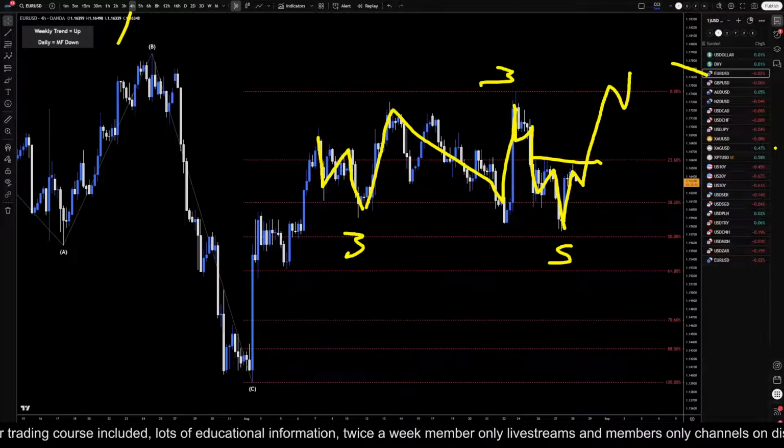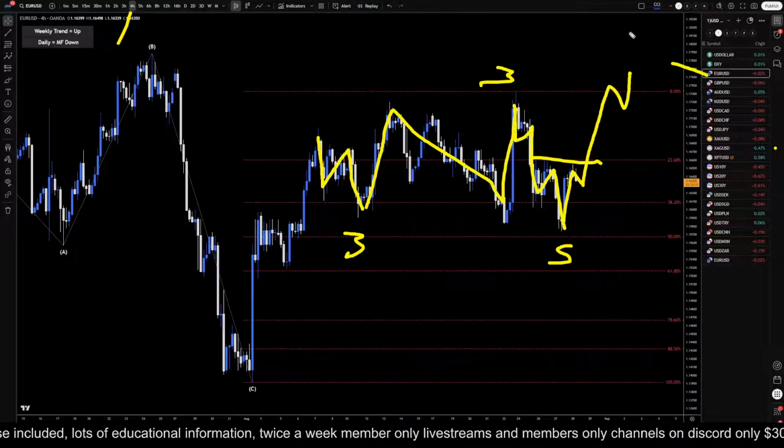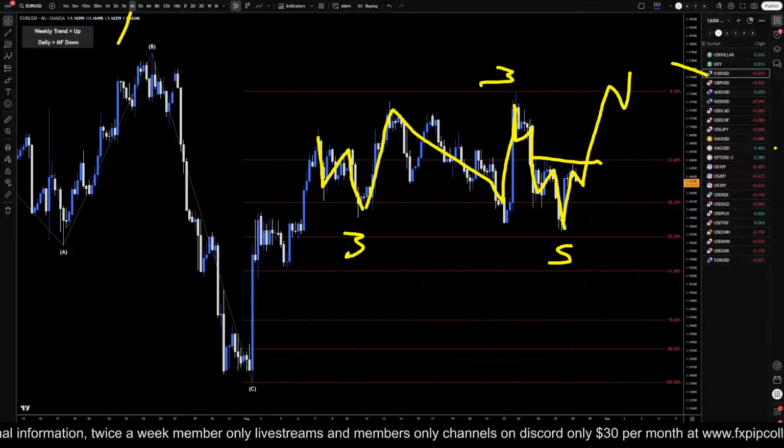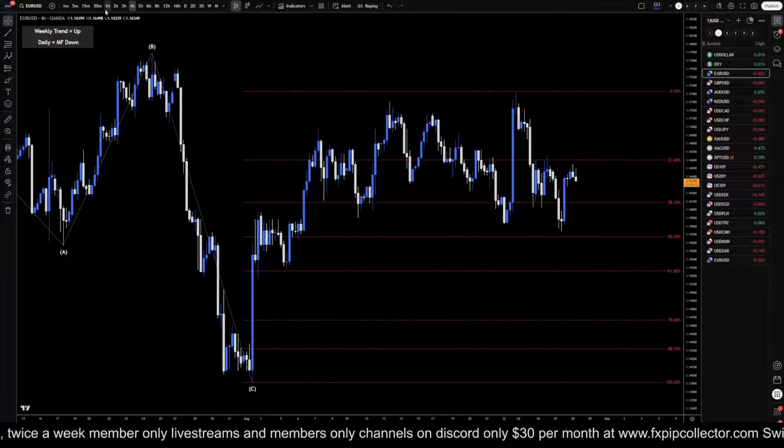It needs to make an uptrend. If it does anything besides make an uptrend, then we're going to have to invalidate this and say that maybe it really is going down on a much longer term basis.